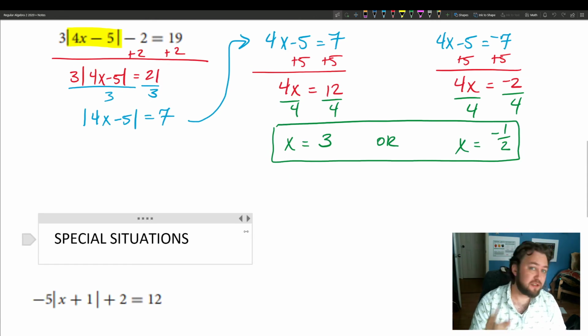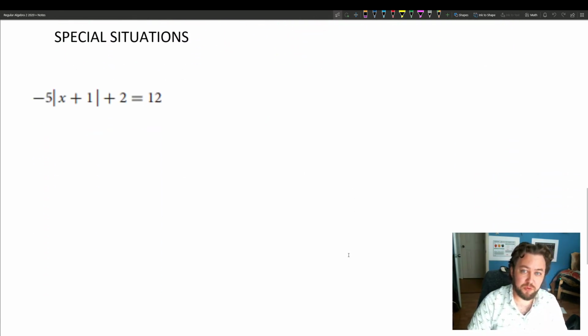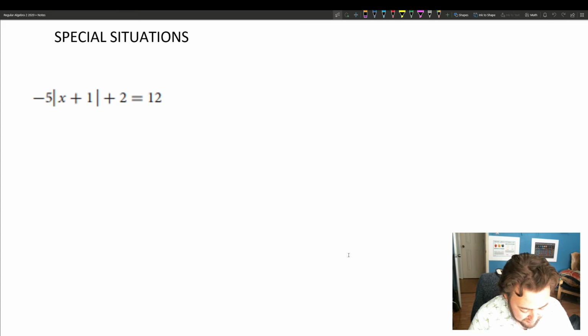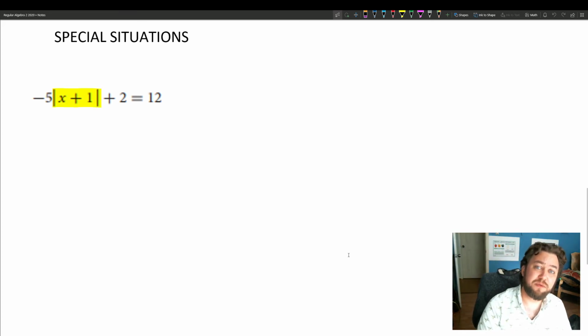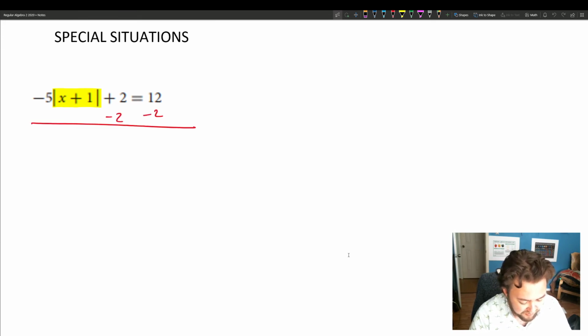Are there special cases? Absolutely. Let's go ahead and go through one. Let's start off with this one here. We're going to start off just like we did before. My absolute value's got some stuff with it, so I'm going to do the opposite. I'm going to start off by getting rid of that 2. So let's subtract 2 from both sides. Negative 5 times the absolute value of x plus 1 is equal to 10.